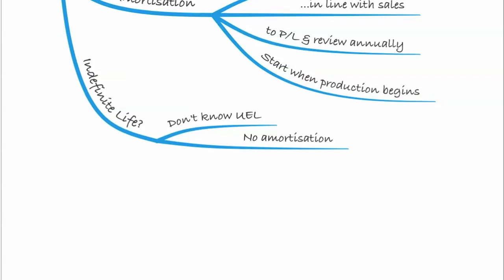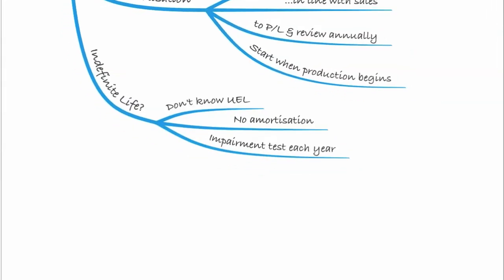So there's no amortization on that. But what we do is we impairment test it each and every year just to make sure it's not overvalued on our statement of financial position. So that's an intangible asset with an indefinite life, which means we don't know what its useful economic life is. We can't therefore amortize it. But what we do is impairment test it each and every year.